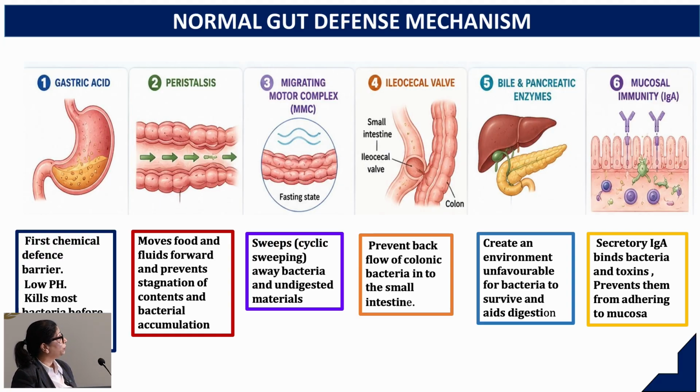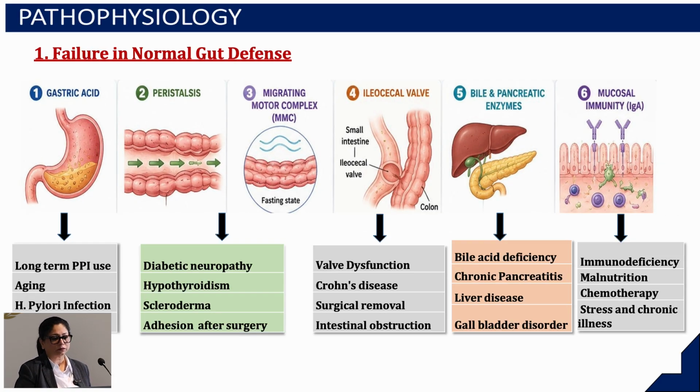Coming to the mucosal immunity, secretory immunoglobulin A is the primary antibody found in the mucosal secretion. It binds the bacteria and toxins and prevents them from adhering to the mucosa. So, all together these mechanisms keep the bacteria in the small intestine low and prevent overgrowth. Let us go to the pathophysiology. The first is the failure in the normal gut defense.